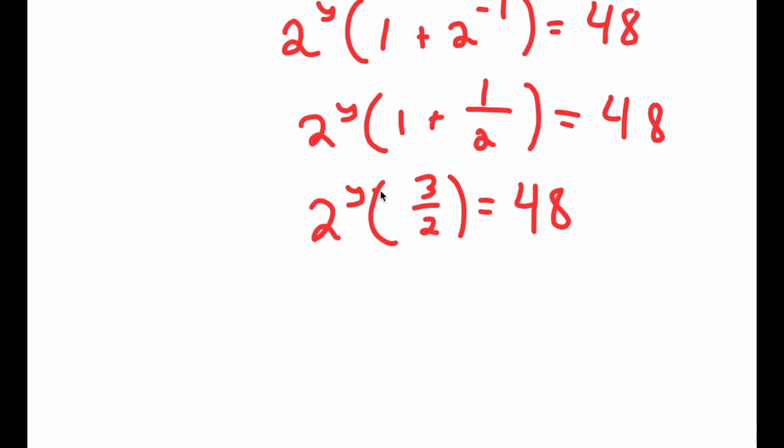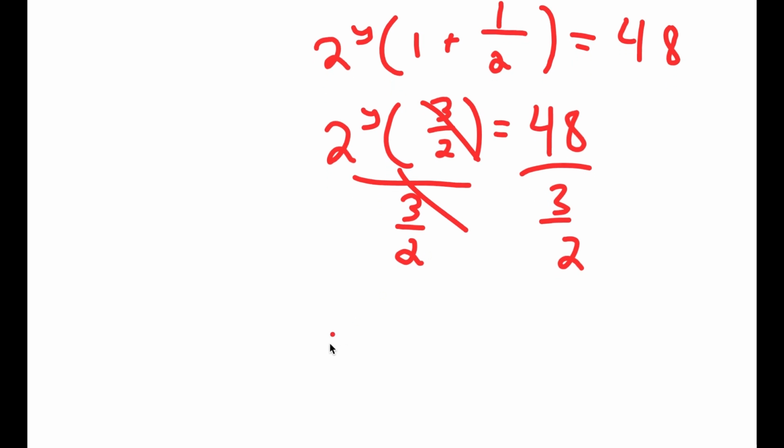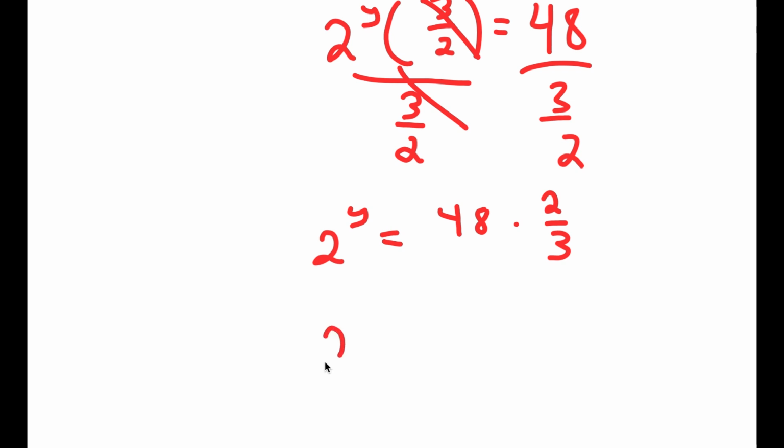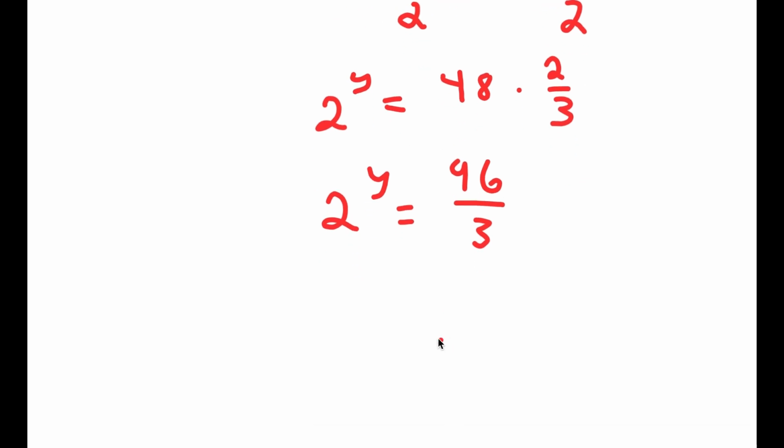Now we want to isolate 2 to the power of y. So to do that, we have to get rid of this 3 over 2. And to get rid of the 3 over 2, we have to divide both sides by 3 over 2 to cancel the multiplication. So then these two cancel out, and 48 divided by 3 over 2, that's the same thing as 48 times 2 over 3. And this is the same thing as 96 over 3, and 96 over 3 is equal to 32.